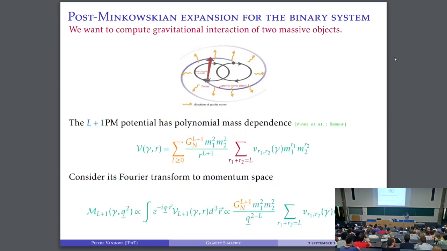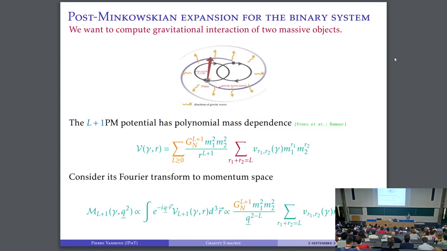So this object has a sum over the G Newton, the masses and the relative distance, which is essentially dimensional analysis, and something that depends on the mass. But you see, there's an extremely important property: at each order in perturbation, the mass dependence is polynomial. That's a very non-trivial fact, but it's an important fact.